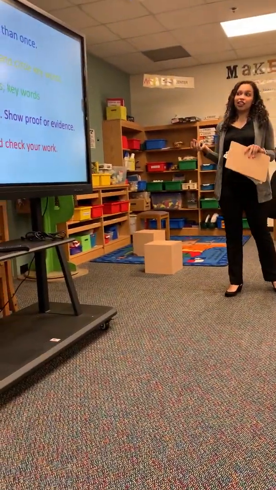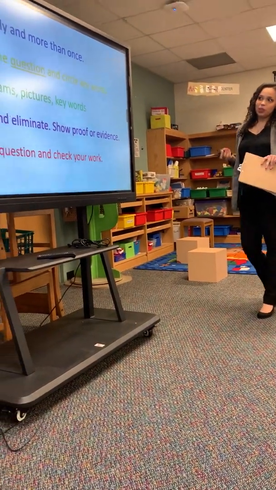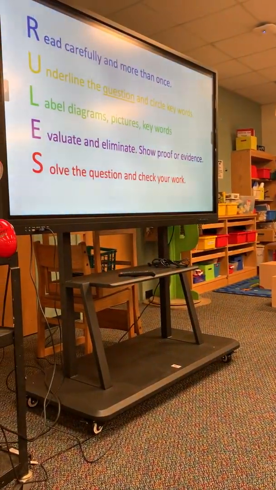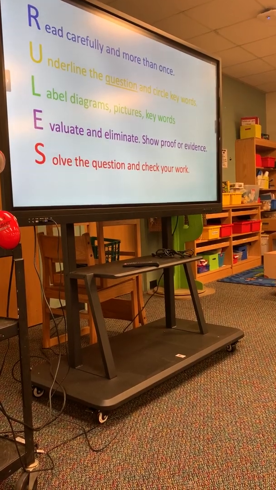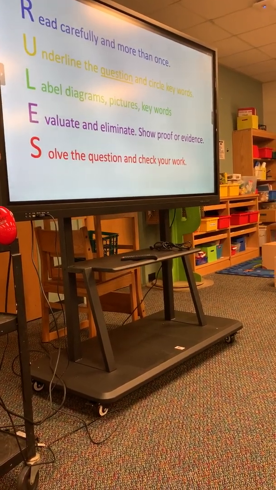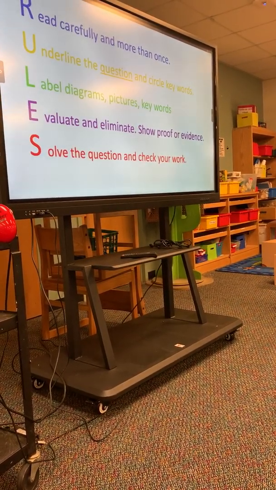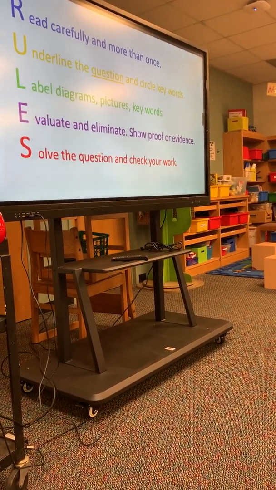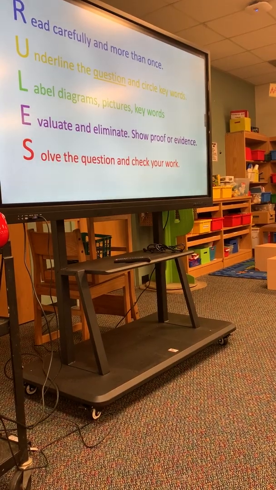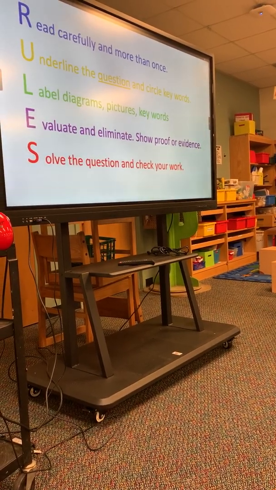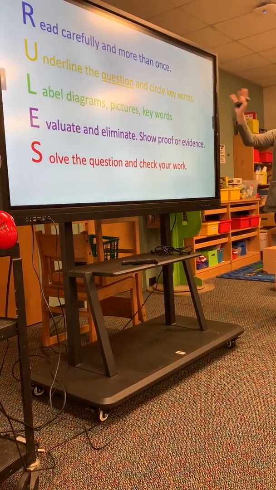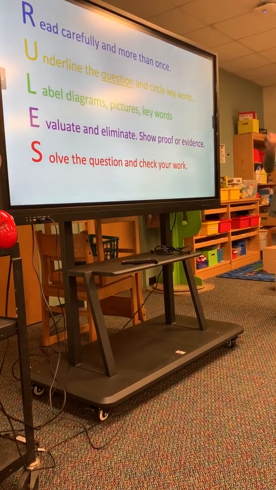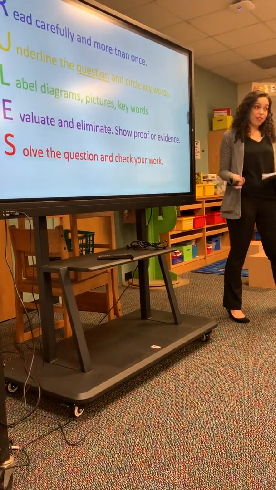The U is for underline the question and circle keywords. L is for labeling diagrams, pictures, and keywords. E is evaluate and eliminate, show proof or evidence, and S is for solve the question and check your work. Now this is the basic strategy. However, once we get into monitoring, we're going to see how this changes, how we're going to punch the content through L and E specifically.